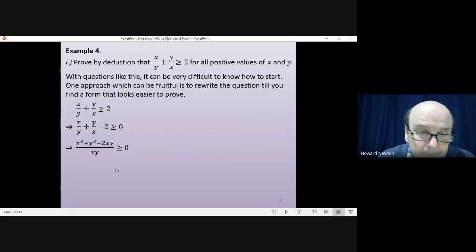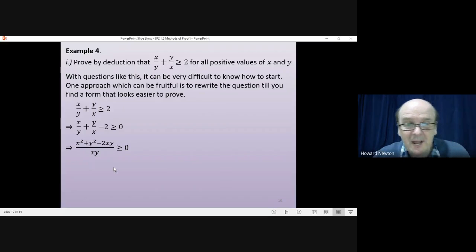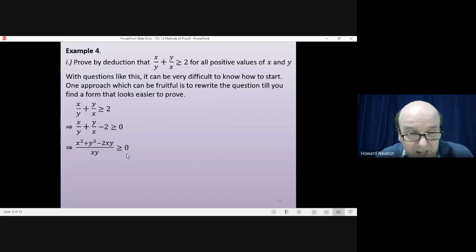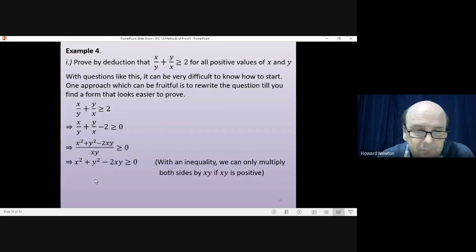So all is well. What we do now is we're going to move the xy to the other side. What's really happening is we're multiplying both sides of this inequality by xy. Now that'll give us x squared plus y squared minus 2xy on the left-hand side, and xy times by 0 is 0 on the right-hand side.